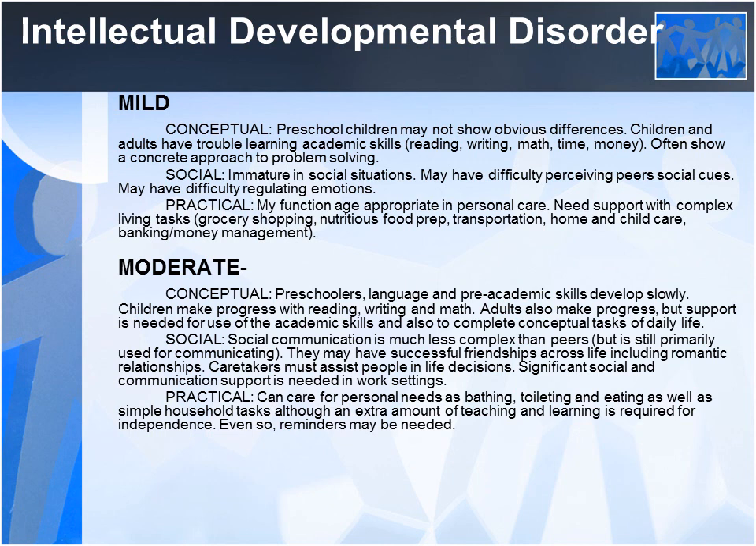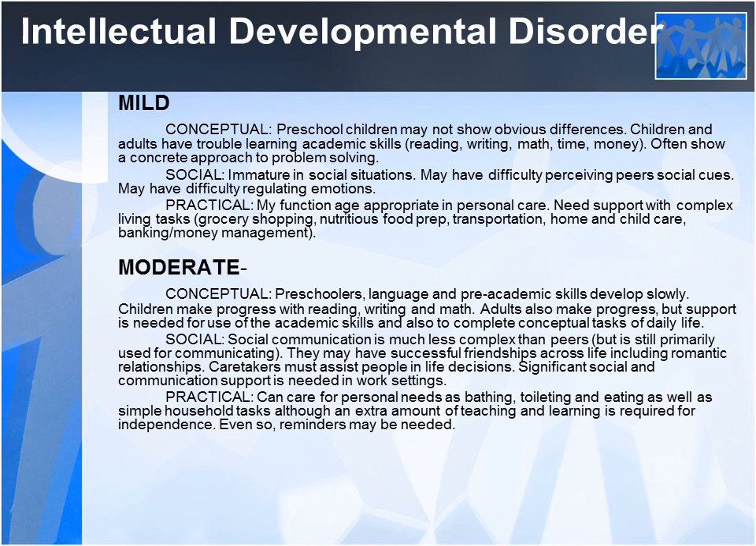If they're moderately affected, their conceptual skills may develop slowly. Children will still make progress with reading, writing, and math, and adults also make progress for that matter, but support's needed for them to actually implement or use those skills. So they still may have trouble. They may learn how to add 2 plus 2, but they may have trouble using those math skills in daily life. They may also need assistance to complete conceptual tasks of daily life and in applying those academic skills to their daily life.